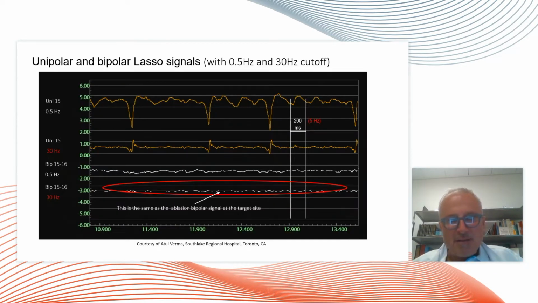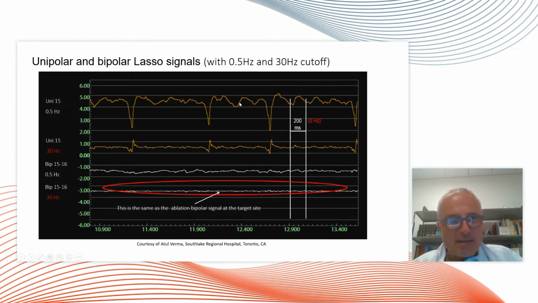And when you look at this, this is an example from Atul Verma on a lasso recording. It was a case where we had the focus firing from pulmonary vein ostium, and the lasso didn't show any signal at all, as you can see on the bottom. And still we were successful with ablation there.